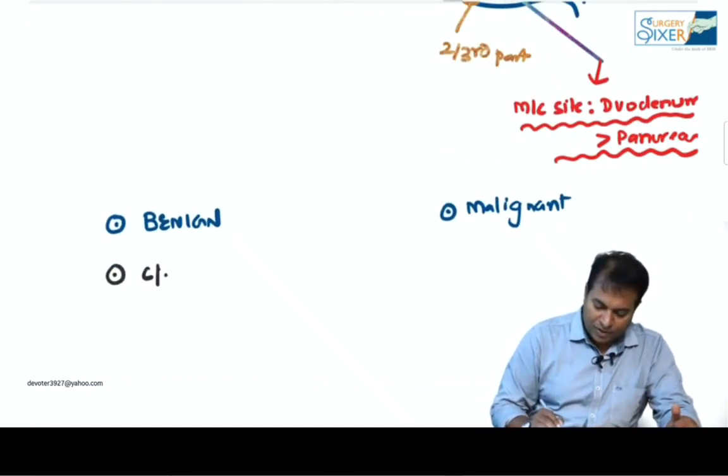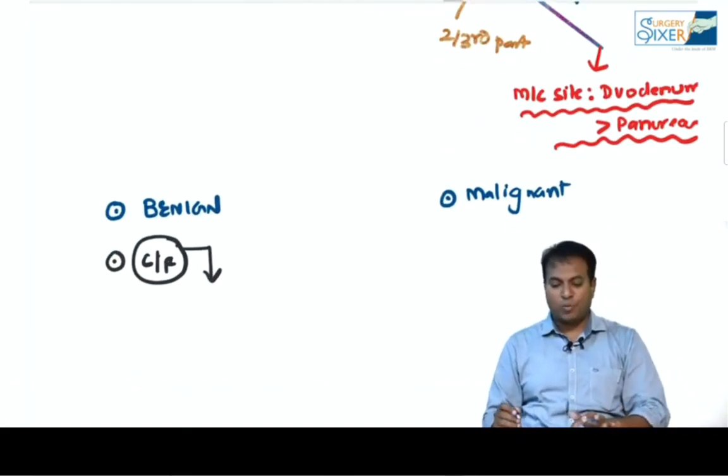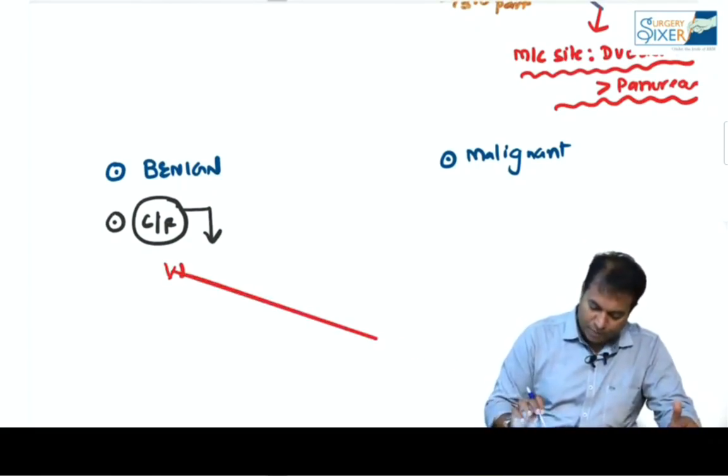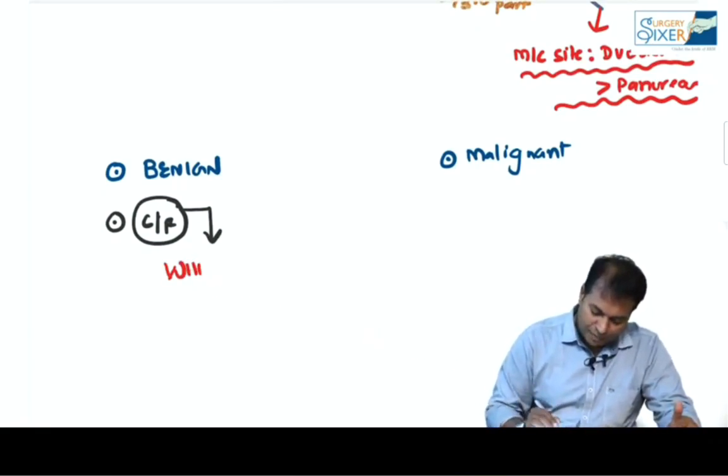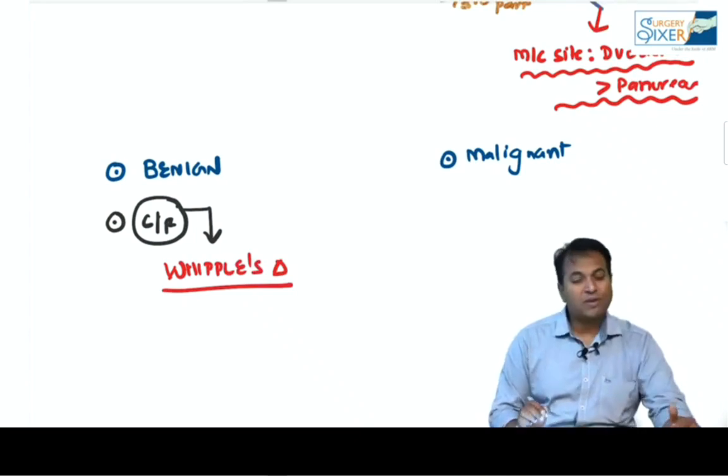Insulinomas, clinical feature. What clinical feature does an insulinoma patient come to the hospital with? Can you tell me? Repeat, national board question again. An insulinoma patient comes to you with a clinical feature of Whipple's triad. So what is Whipple's triad?